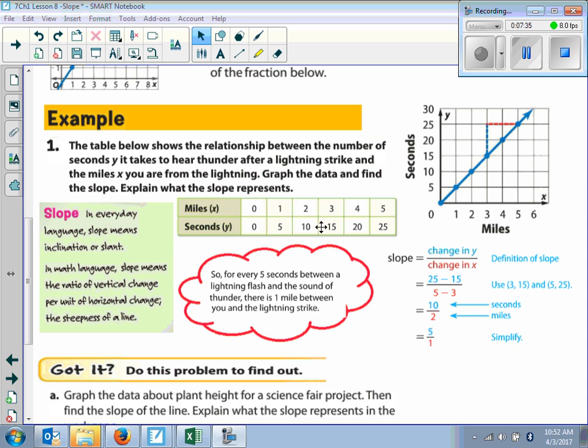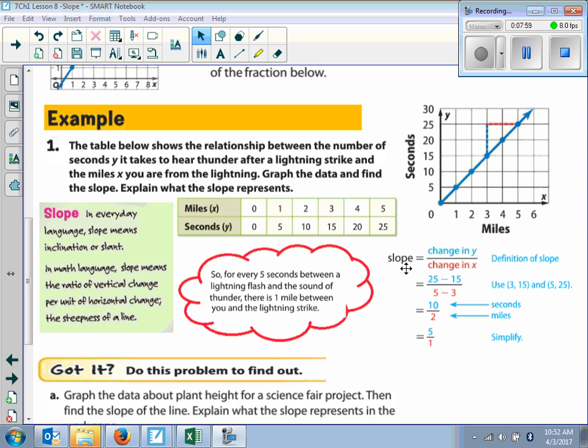Okay, so here is our graph. The miles are our x values, and you can see it down here on the x-axis, and seconds is the y value. There it is on the y-axis. So when we graph (0, 0), (1, 5), (2, 10), and so forth. Does everybody see how we got the graph? So now we want to find the slope.